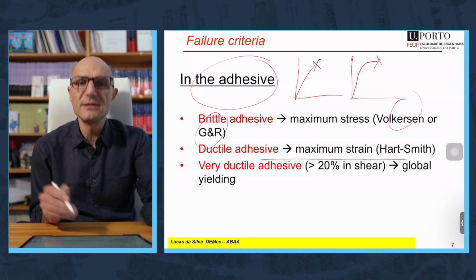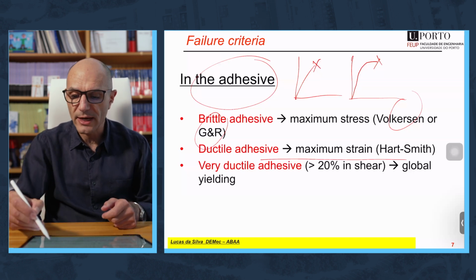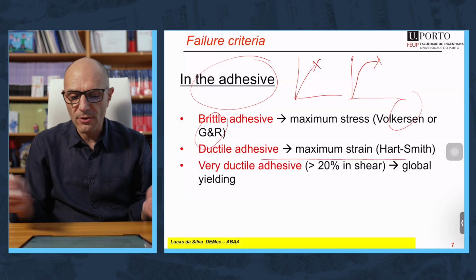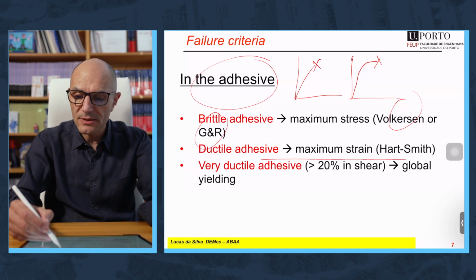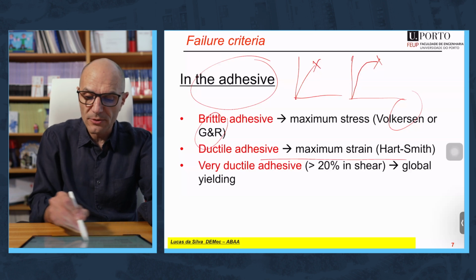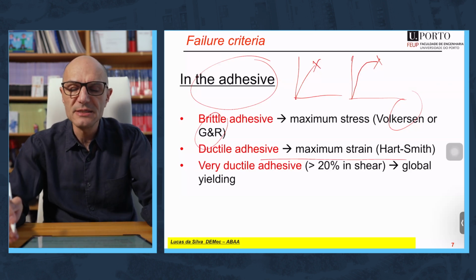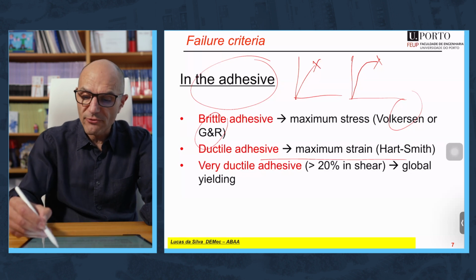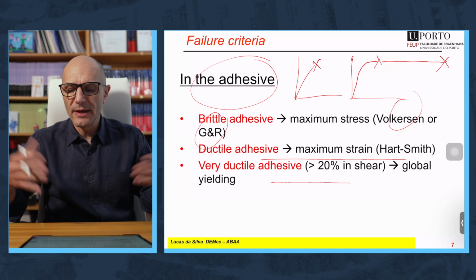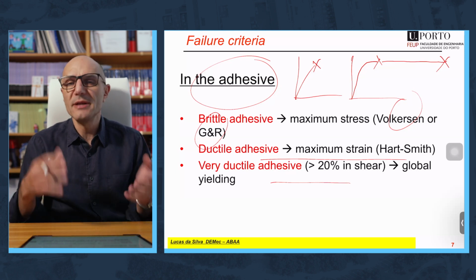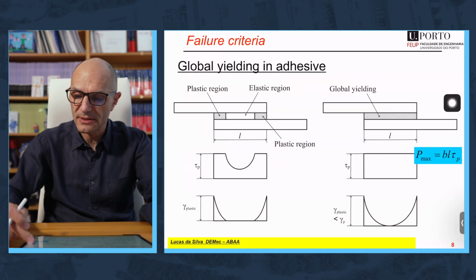So imagine it fails in the adhesive. Imagine it's a very brittle adhesive like this. Well, you can use either Volkersen or Goland and Reissner, easy. Now imagine that the adhesive is a bit ductile, okay, a bit of ductility. You can use Hart-Smith. It fails when you reach the failure strain of the adhesive at the ends of the overlap. Now imagine it's very, very ductile. In that case, the whole overlap yields and you have global yielding. And you don't need any fancy equation. It's very, very simple in that case to design the joint, which is represented here.